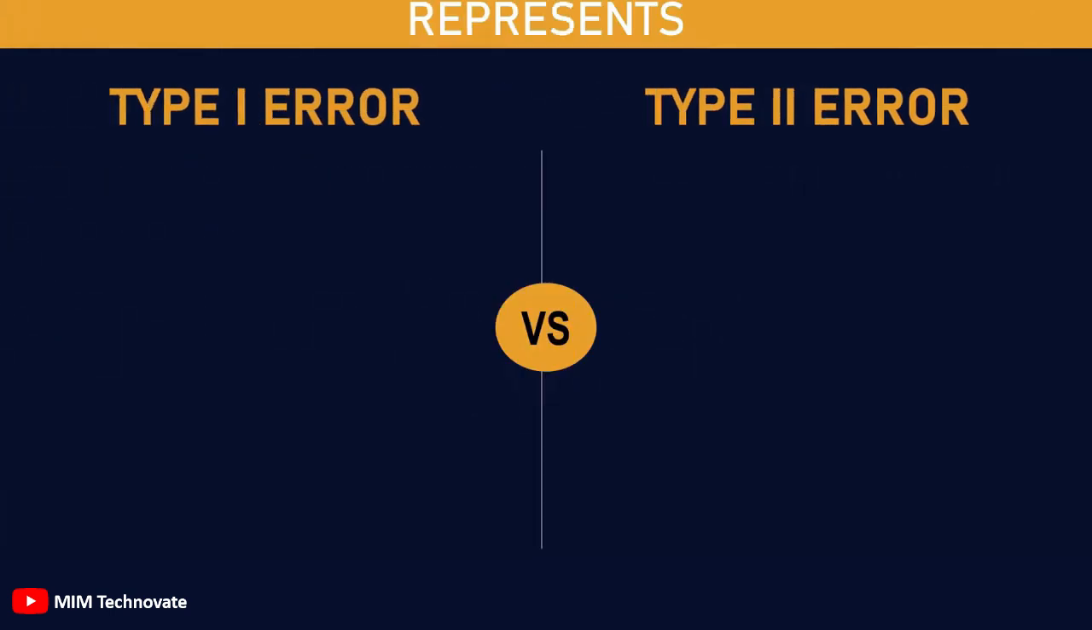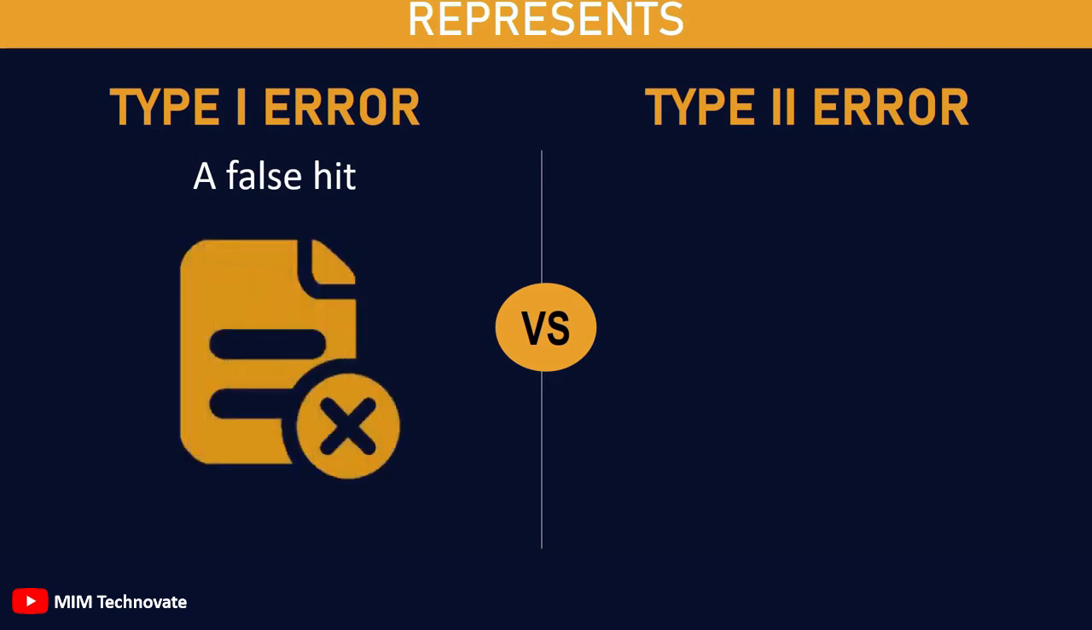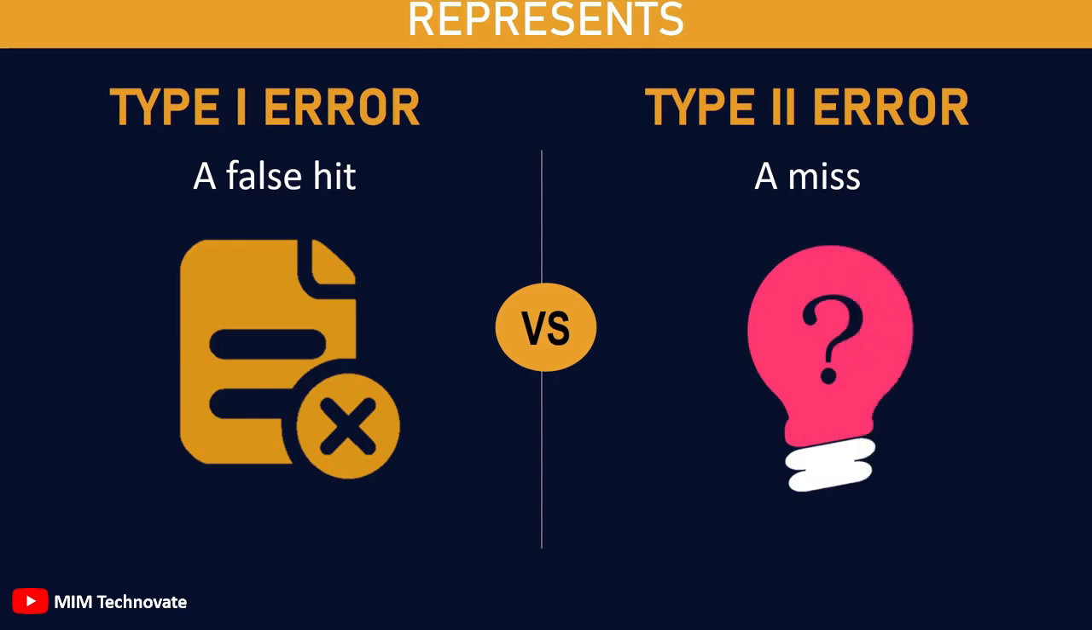Represents: Type 1 error is a false hit. It means that it tends to assert something that is not really present. On the other hand, type 2 error is a miss. It means that it fails in identifying something that is present.